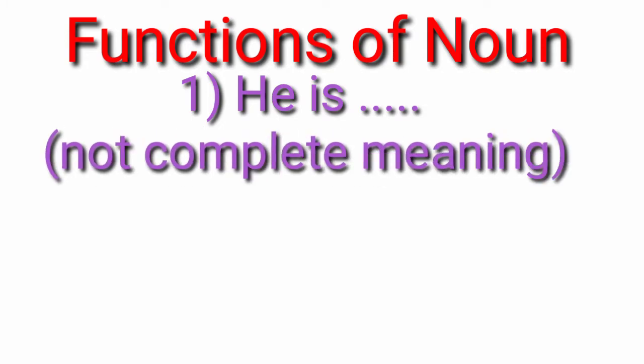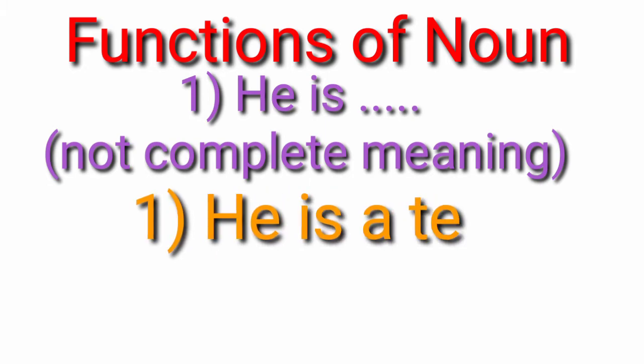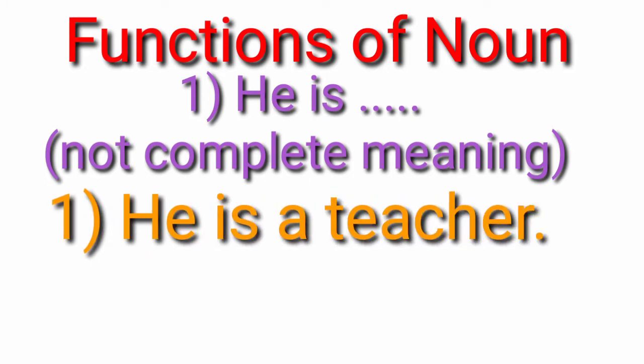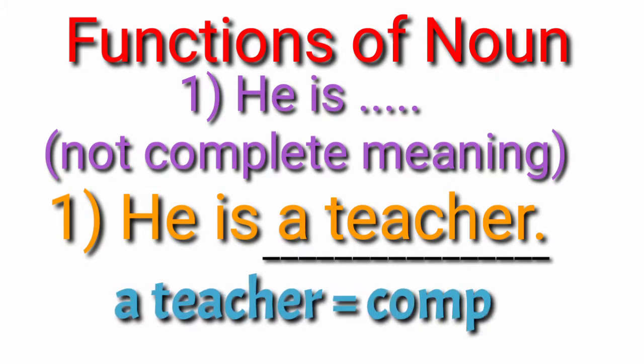But we can say he is a teacher. Now it completes the meaning. After "is" we need something, otherwise we can't get the complete meaning. So this is called a verb of incomplete predication.